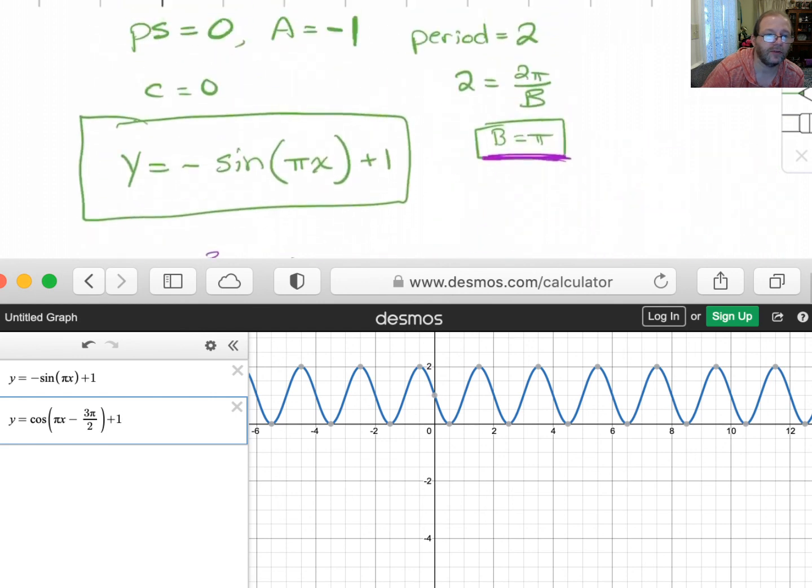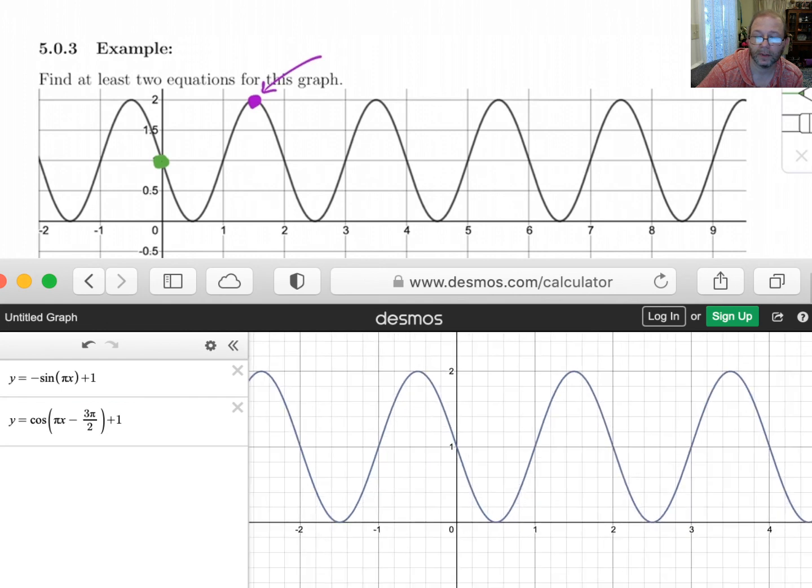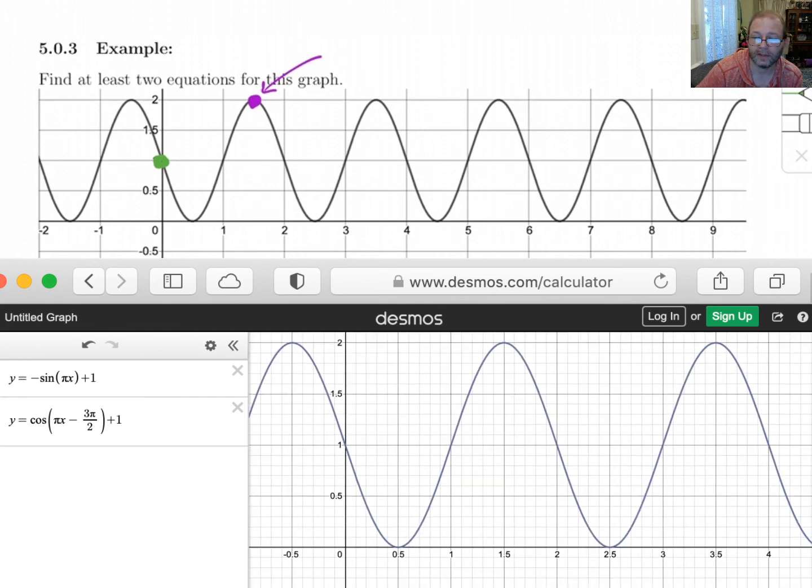Now let's compare them to this. This point right here goes through at 1 and goes down. And we'll check the period by looking at this. This is 0, 1. This should be 2, 1. It doesn't want to lock onto it, but that is the point 2, 1. And over here we have the point 2, 1 here. So yeah, those are correct.